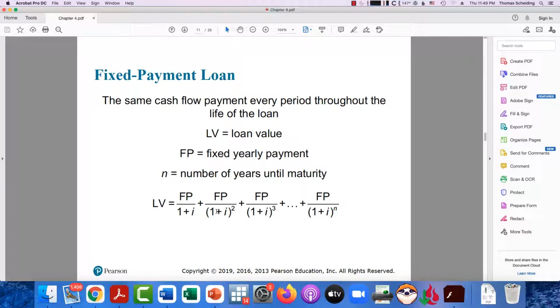Now, if we look at it from a fixed payment loan perspective, what we're seeing here is that the value of the loan, which is on the left-hand side of the equation, is equal to the payment amount that's occurring divided, or basically discounted. By discounted, we mean divided by 1 plus the interest rate. We divide the fixed payment value in the future by 1 plus the interest rate.